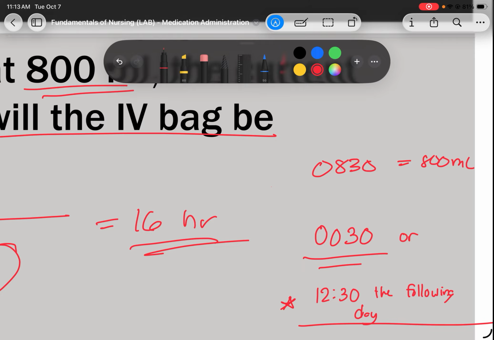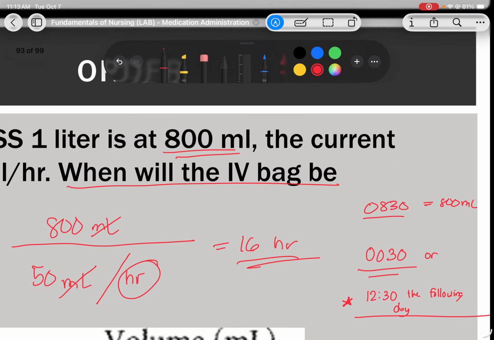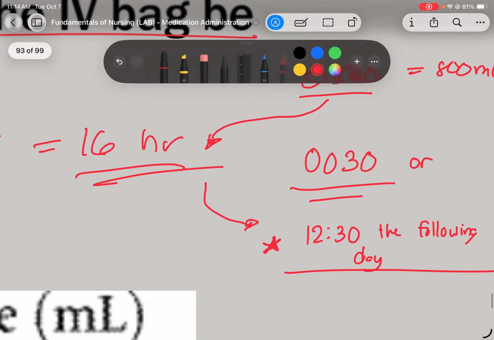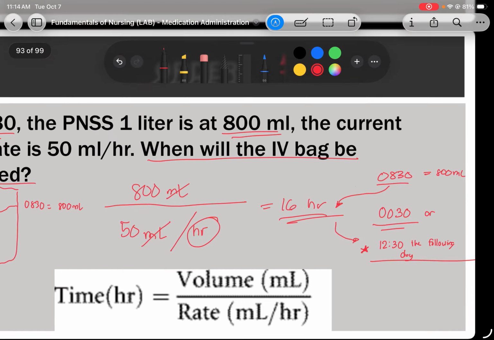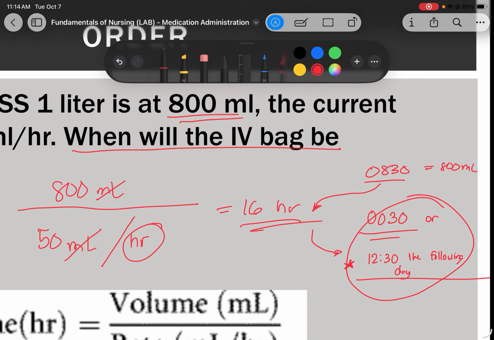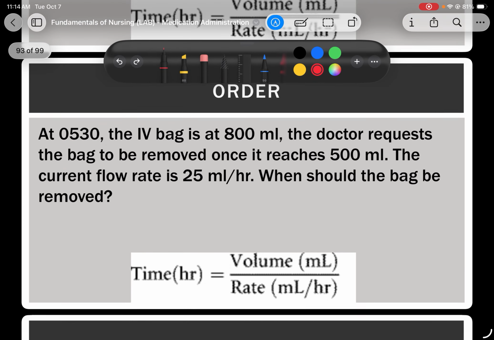This is now our answer: 12:30 the following day. Because we started at 8:30 in the morning, we are just adding 16 hours. And 16 hours later, the bag is depleted, that is 12:30 in the morning, 12:30 the following morning, the following day. Specifically, 00:30. Okay? So both are correct.